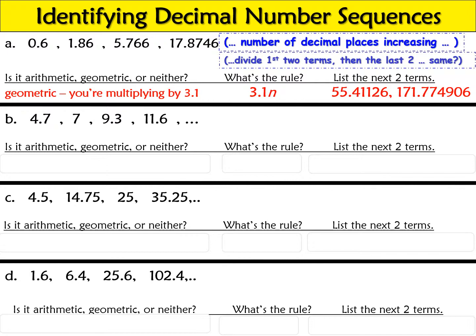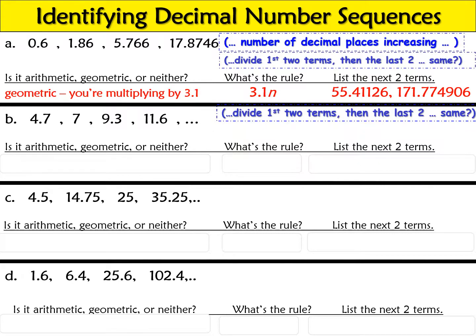Well, let's use that test. So, if we think this is a geometric sequence, then we're going to divide the second term by the first term, write that answer down, then divide the fourth term by the third term, and compare those two quotients. I'm going to tell you that whatever quotients we got will not be the same. So it's not a geometric sequence.